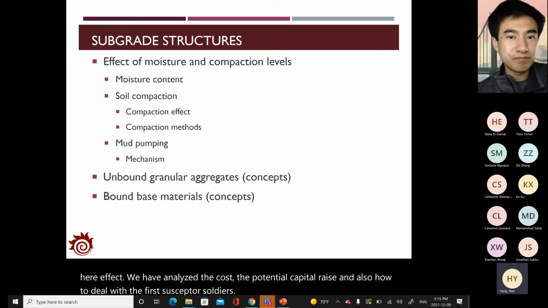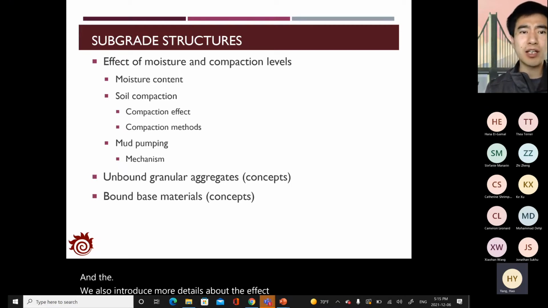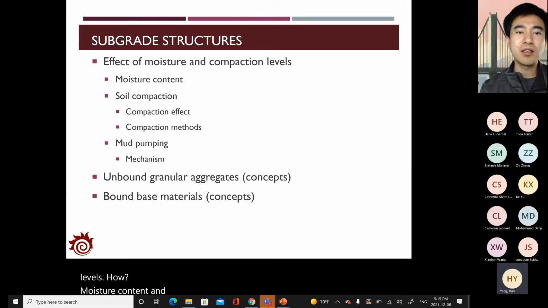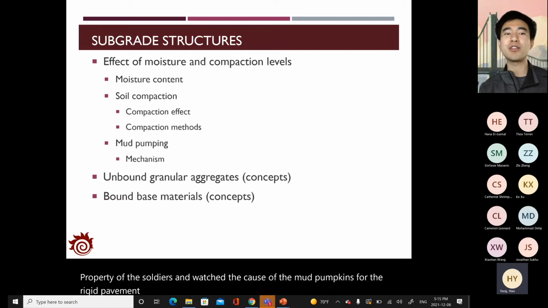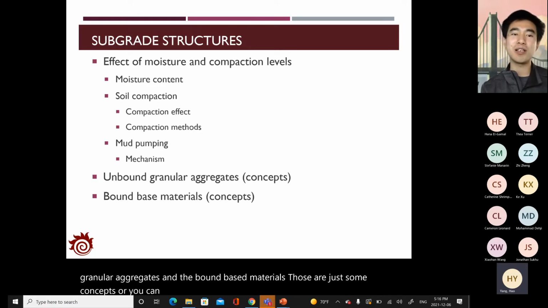We also introduced more details about the effect of the moisture and compaction levels, how the moisture contents and the compaction levels affect the property of the soils, and what's the cause of the mud pumping for the rigid pavement. And there are also some other introduction about the unbound granular aggregates and the bound-based materials. Those are just some concepts. You can go through them quickly, but it's not necessary for you to master them.